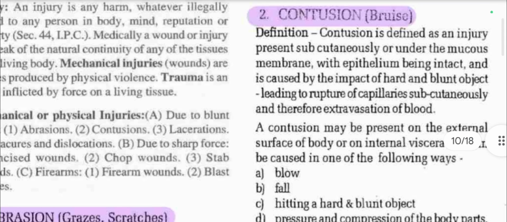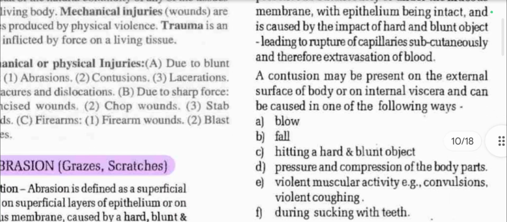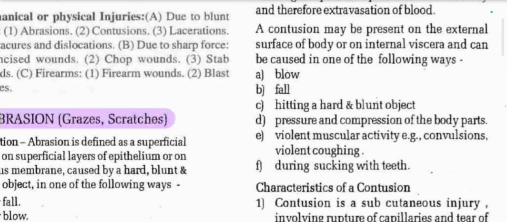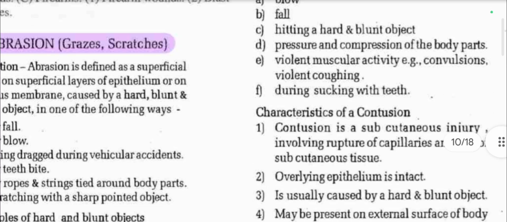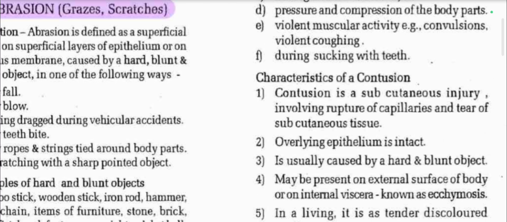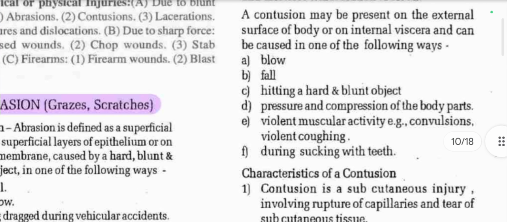So moving ahead with the definition, contusion is defined as an injury present subcutaneously or under the mucous membrane with epithelium being intact. See, epithelium is intact here, but in abrasion epithelium was damaged. It is caused by the impact of a hard and blunt object, leading to rupture of capillaries subcutaneously and therefore extravasation of blood. A contusion may be present on the external surface of the body or on the internal viscera and can be caused in one of the following ways: blow of a hard and blunt object, fall, hitting a hard and blunt object, pressure and compression of the body parts, violent muscular activity like convulsions, violent coughing, or sucking with teeth. So these are the ways in which a bruise is caused.